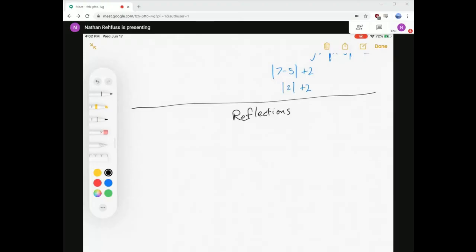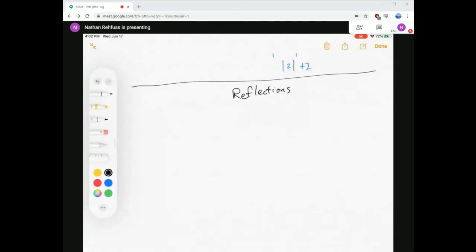Welcome back, folks. Next, I want to talk about reflections. So that's if I want to take a graph and flip it. So for example, I could take the square root graph here. And there's two kinds of reflection, horizontal and vertical.